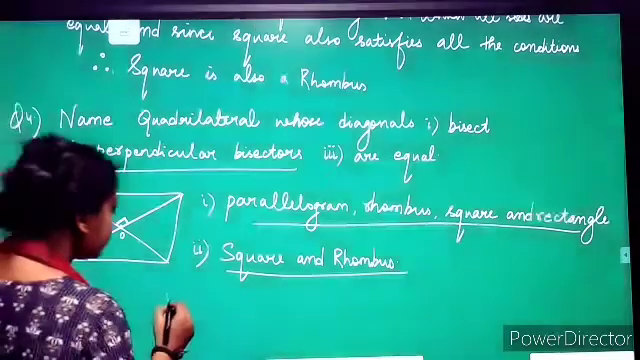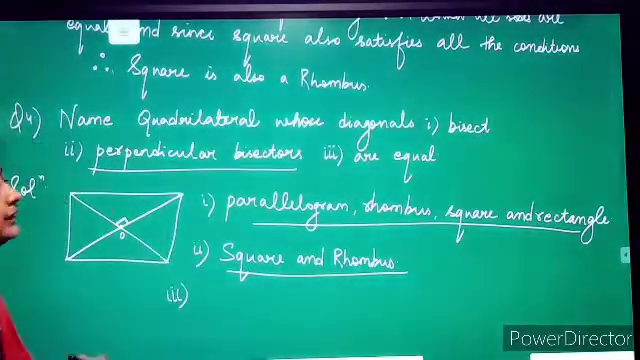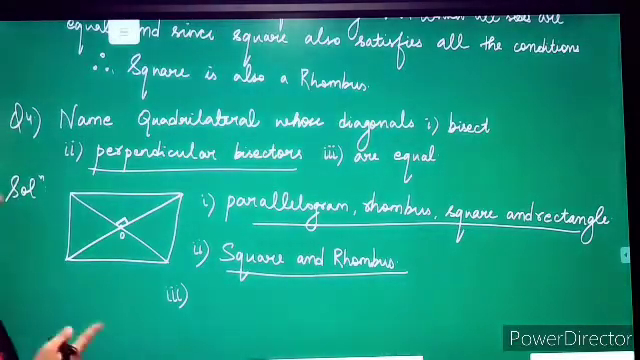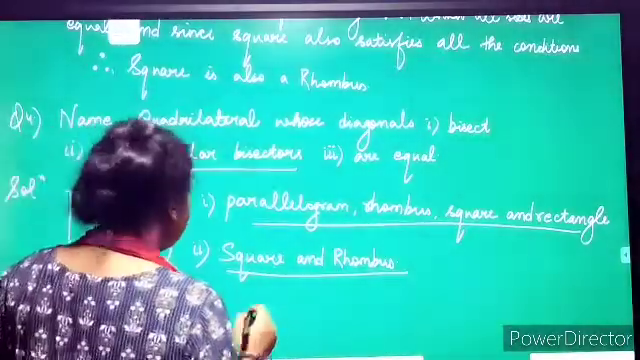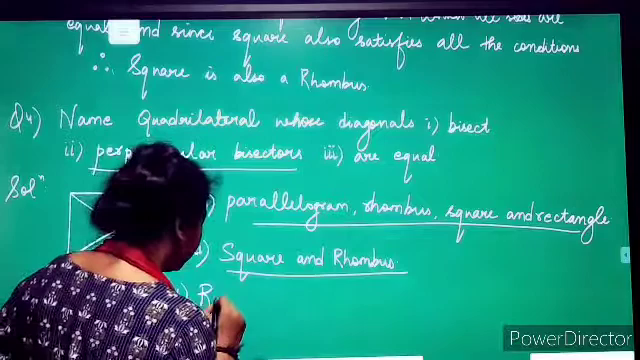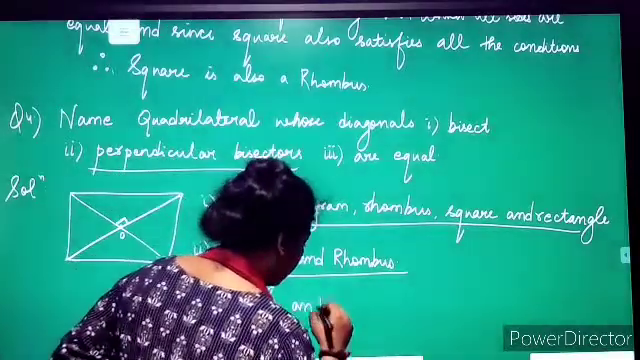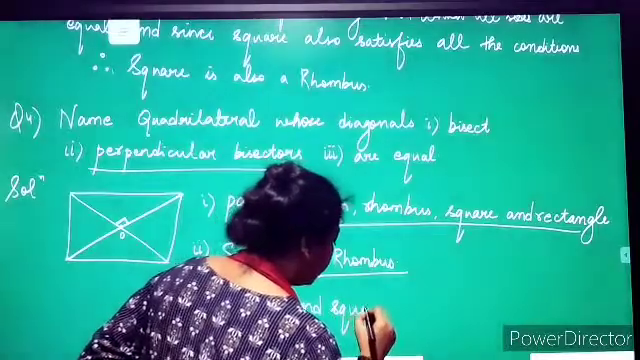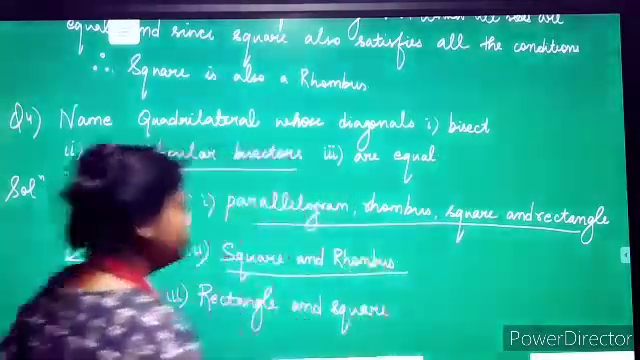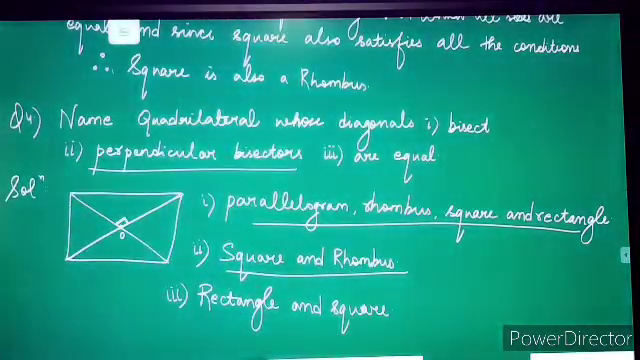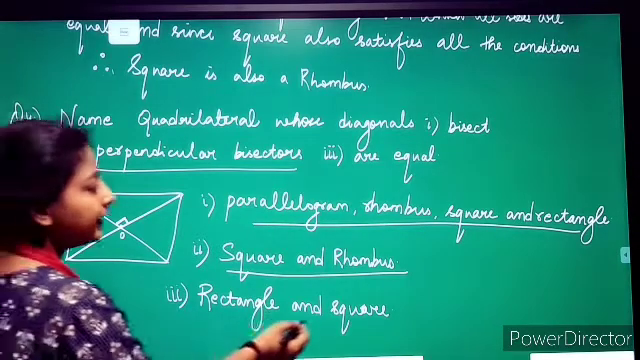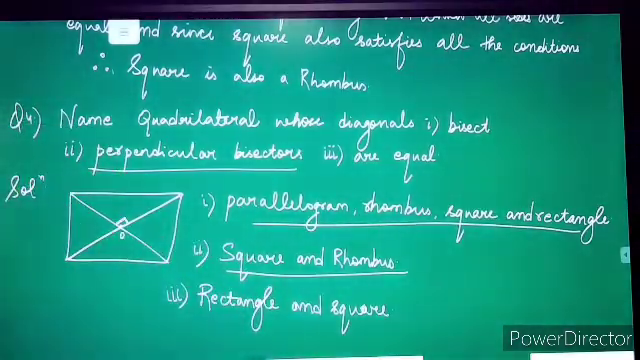Third part, quadrilateral in which the diagonals are equal. Again, recalling from the properties, the diagonals of rectangle and square are equal in length. Hence, the answer for the third part has to be rectangle and square. The diagonals of rectangle and square are equal in length.